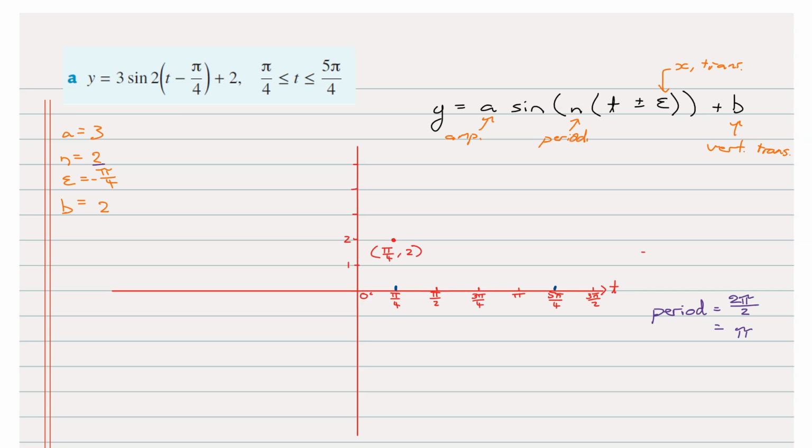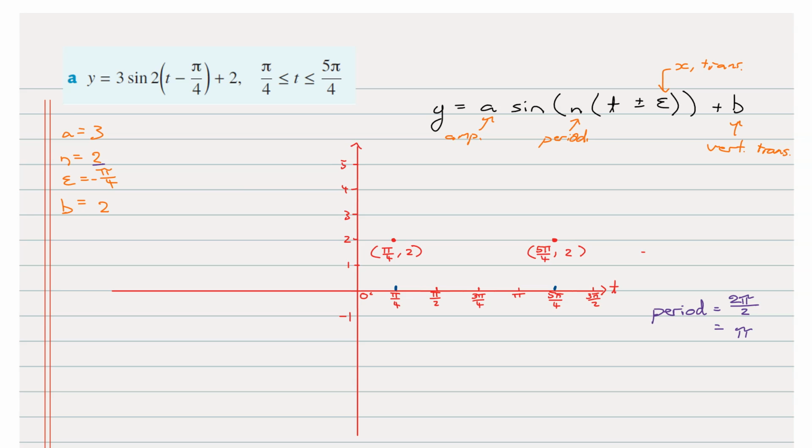Then we have to go pi radians across. So here, this is going to be 5 pi over 4 and then 2. Now, filling out the rest of our vertical axis, we'll take it up to 5 because the maximum of this function is going to be the a plus the b, which is 3 plus 2, which will be 5.